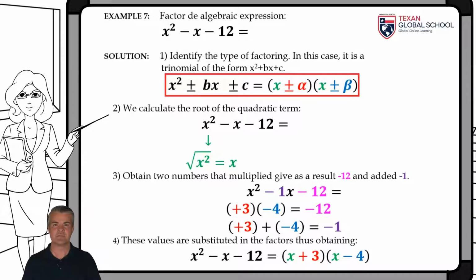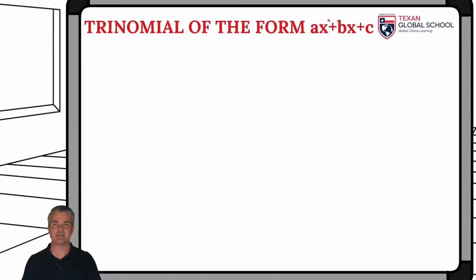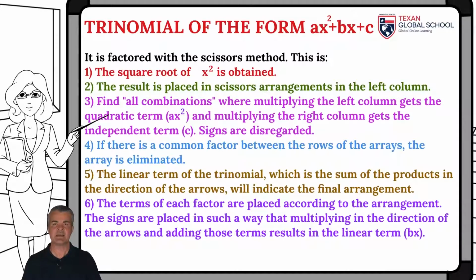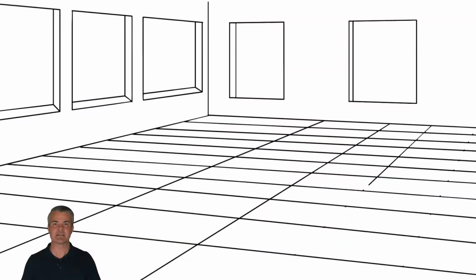As we have mentioned before, we can multiply those obtained factors to verify if the result is the original polynomial. The next case of factoring is the so-called trinomial of the form ax squared plus bx plus c. The algorithm is described on the board. In general, we will use the scissors method to obtain the factors of the algebraic expressions. Let's see the process with an example.